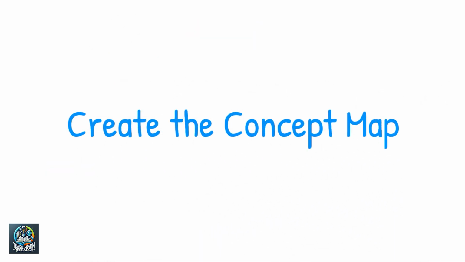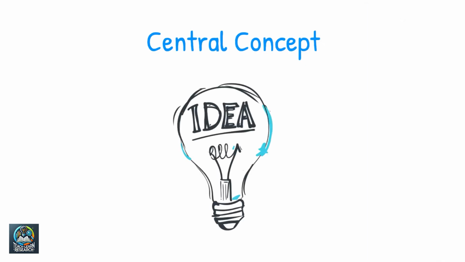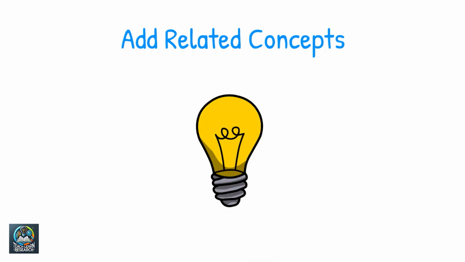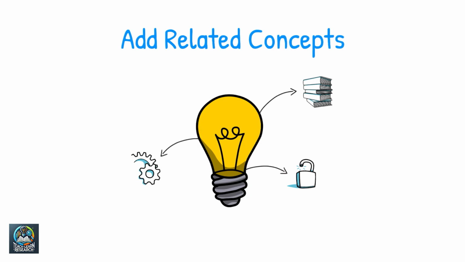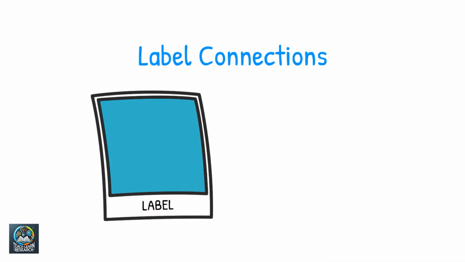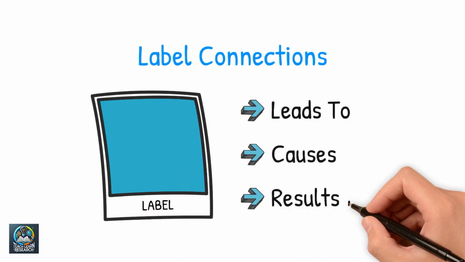Create the concept map. Central concept. Start with the central concept or main idea of the text in the center of the map. Add related concepts. Branch out from the central concept to add related concepts. Use lines or arrows to connect related concepts, showing the relationships between them. Label connections. Label the connections to describe the relationships, for example, leads to, causes, results in.